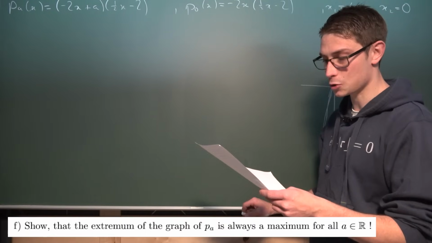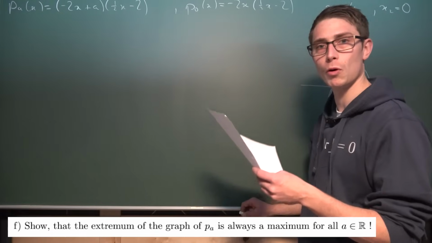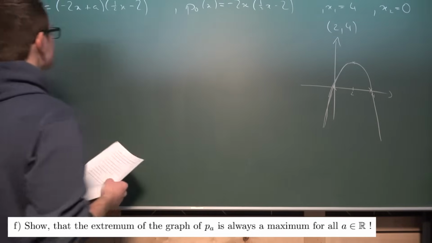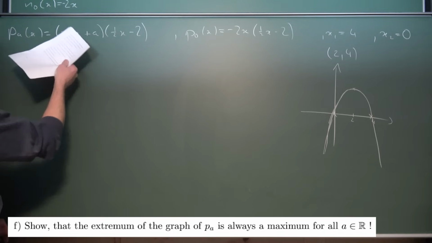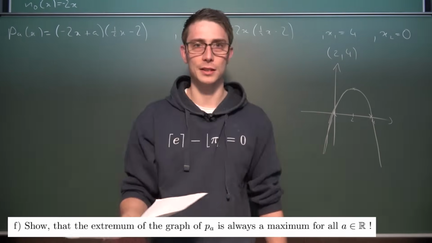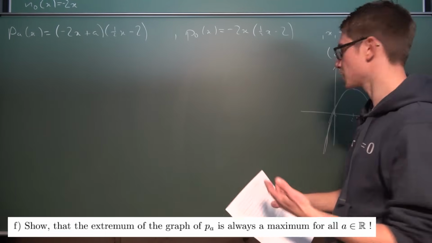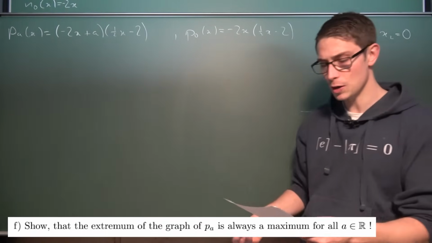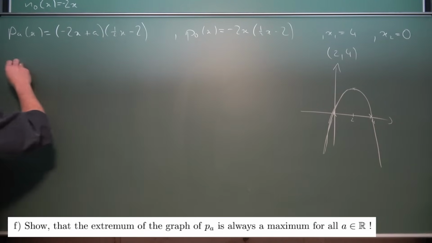Now show that the extremum of the graph of P_a is always a maximum for all a element of the real numbers. Now there are several ways you could show this. You could say that the leading coefficient of x squared is negative, so it's open in the downwards y direction, giving you a maximum. But we can also go the differential calculus way, which is what I'm going to do, and we are going to differentiate this right here.